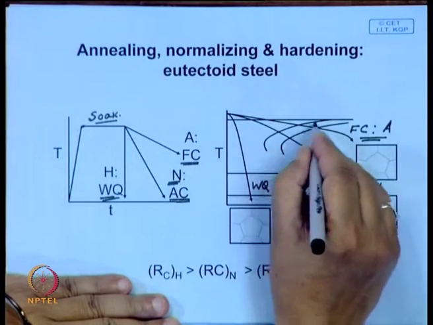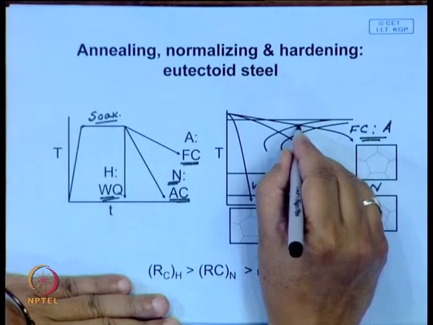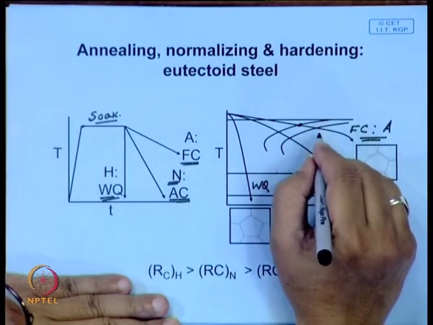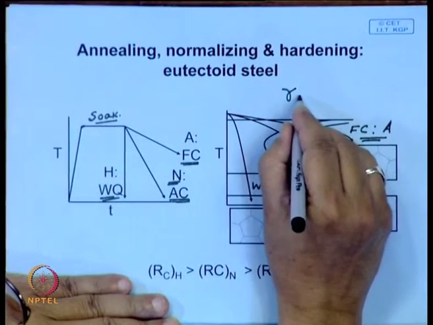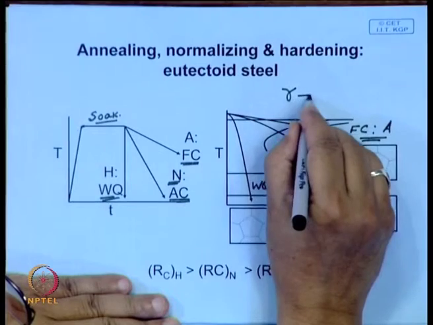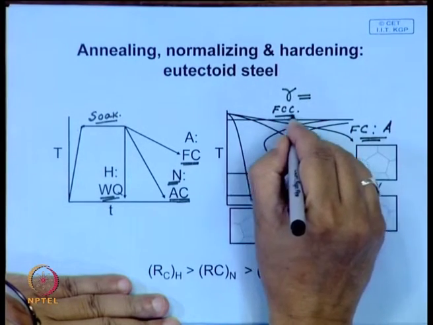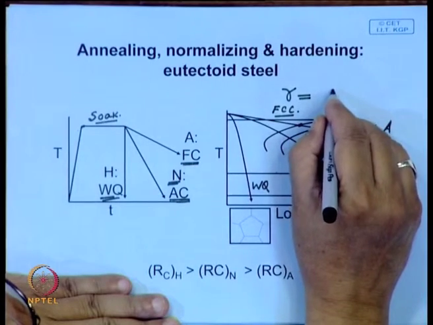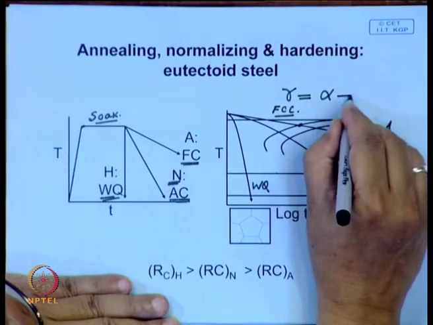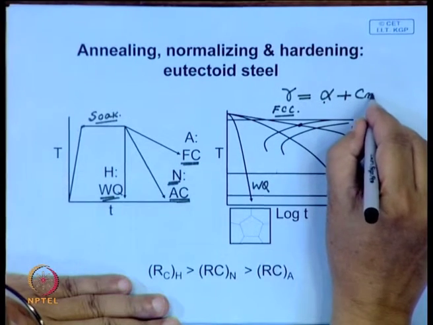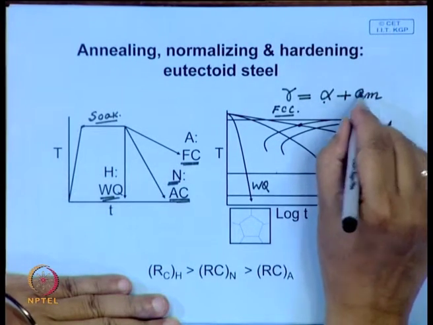On the CCT diagram, this shows the time as it crosses this, then the decomposition of austenite starts. It is a eutectoid decomposition. Austenite, which has a face centered cubic structure, transforms into a mixture of ferrite and carbide, which is called cementite.